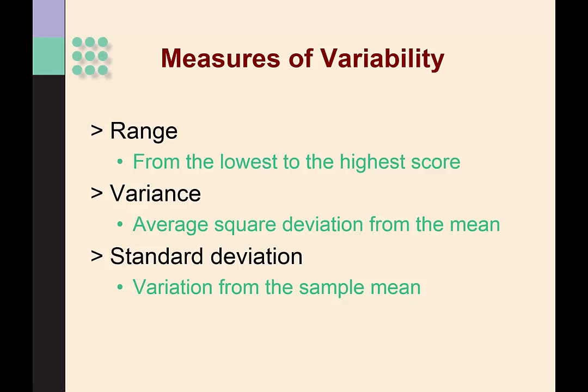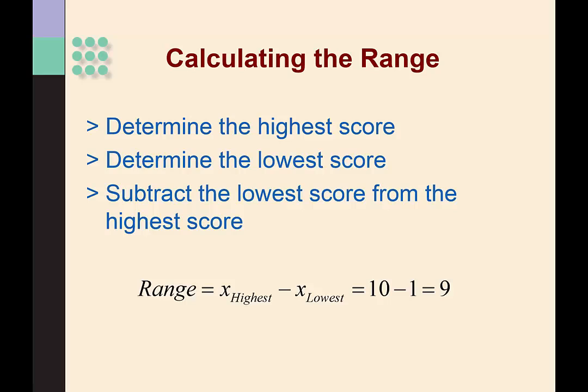We are going to look at three main measures of variability: the range, variance, and standard deviation. Let's begin with the range. It's the simplest and easiest to conceptualize measure of variability. All it is, is the highest minus the lowest score, and that's range. To determine this, we look for the highest score in the data set, we look for the lowest score, and then we subtract the lowest from the highest.